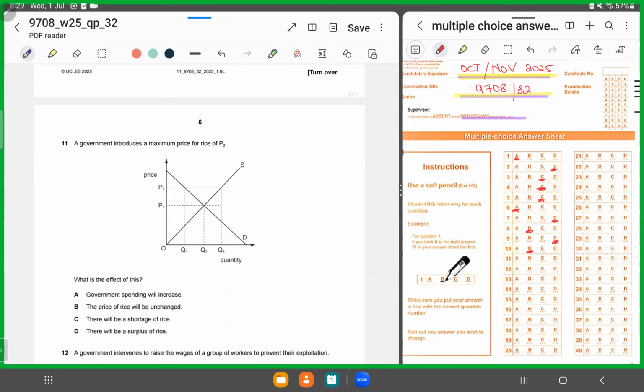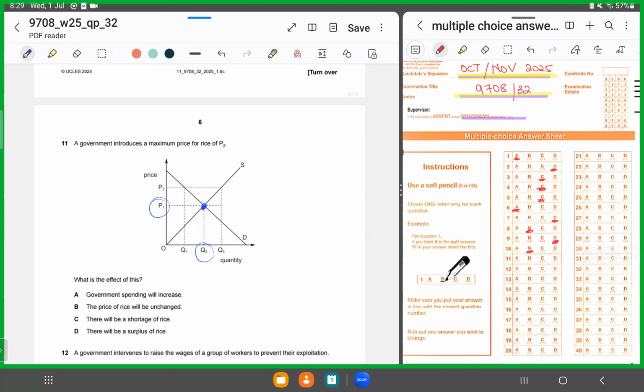11 talks about the government imposing a maximum price for rice of P2. Now, notice initial equilibrium was at point P. P1 was the equilibrium price. Q2 was the equilibrium quantity. Now, the government imposed a maximum price. Where is it imposed? It is imposed below the equilibrium price. But here, if the government has imposed it above the equilibrium, it would be ineffective.